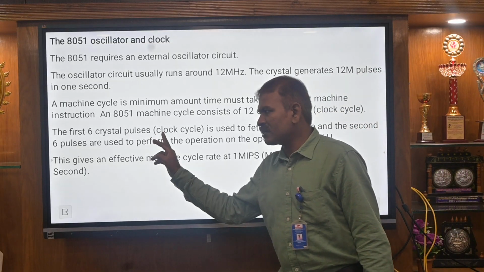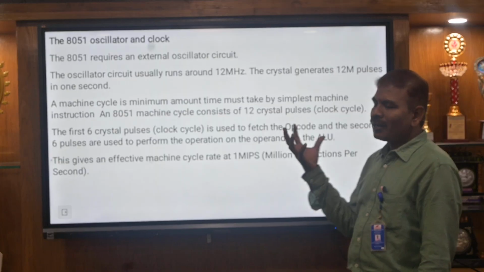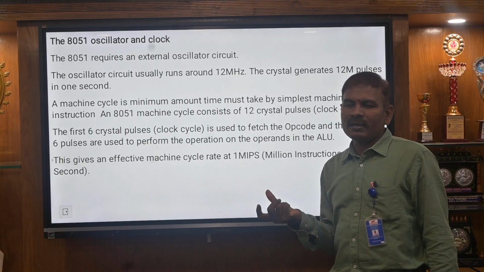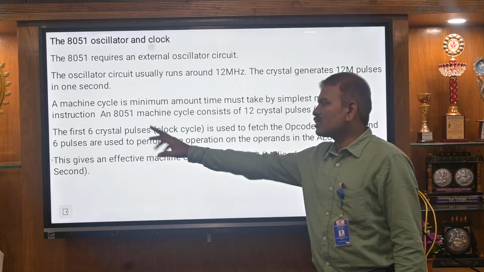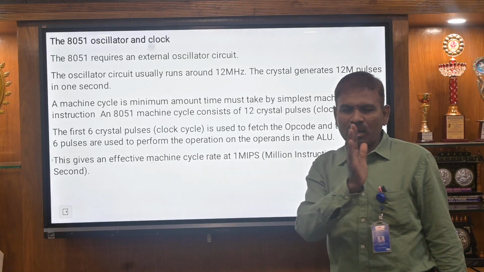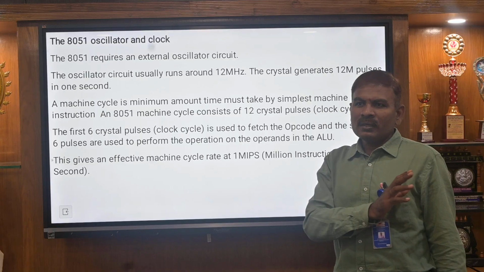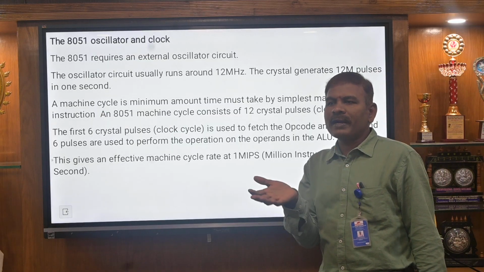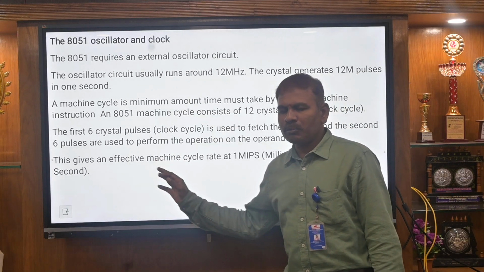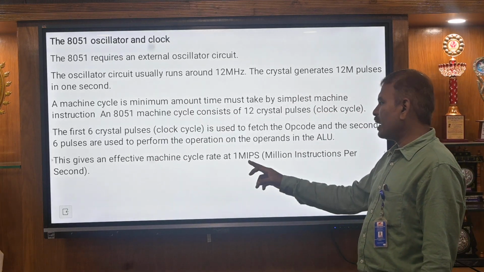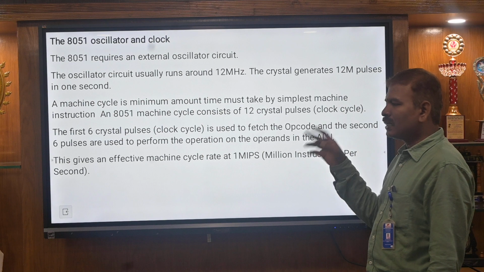The first 6 crystal pulses are used for the opcode, the remaining for the operand, so a total of 12 crystal pulses. The opcode is the operation code, and then the operand is whatever value we are going to perform the operation on. This gives the effective machine cycle process, that is 1 million instructions per second.